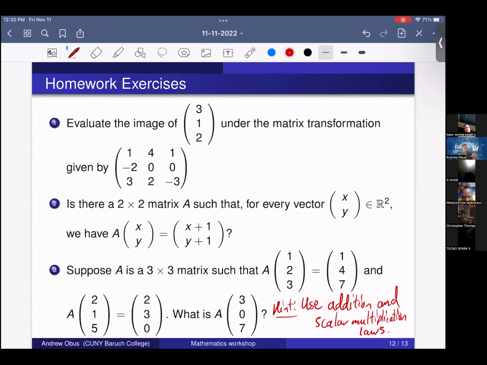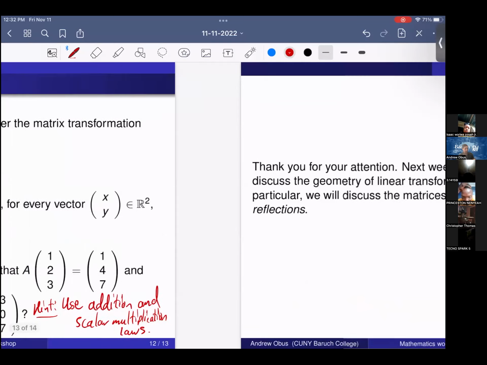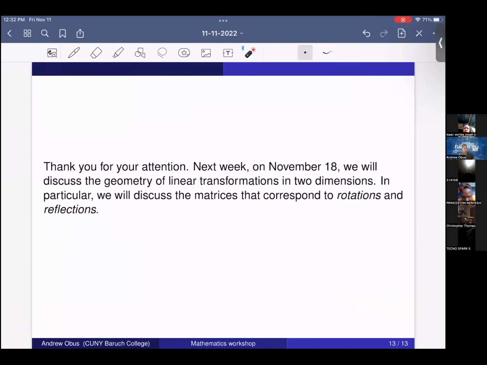So I will send out these notes and the recording for everybody. Thank you as always for your attention. And next week, we're going to discuss more about the geometry of linear transformations in 2 dimensions. In particular, we're going to discuss matrices corresponding to rotations and reflections, which are 2 of the most important linear transformations. Okay, so I'm going to stop the recording here.